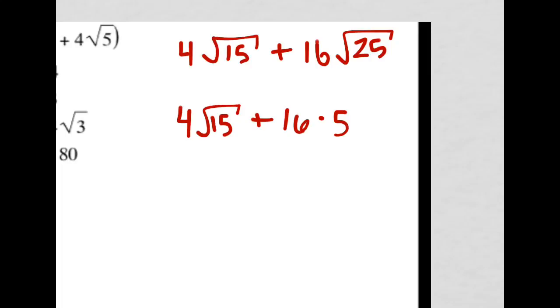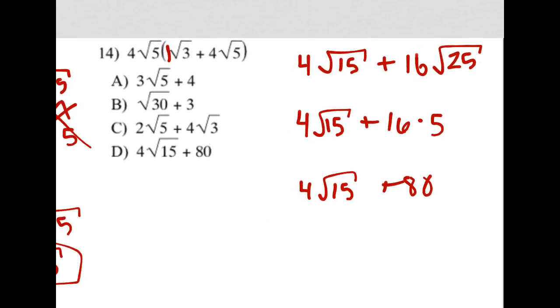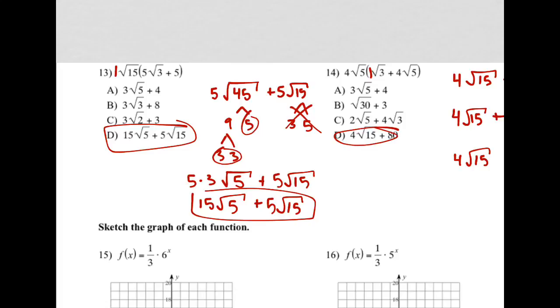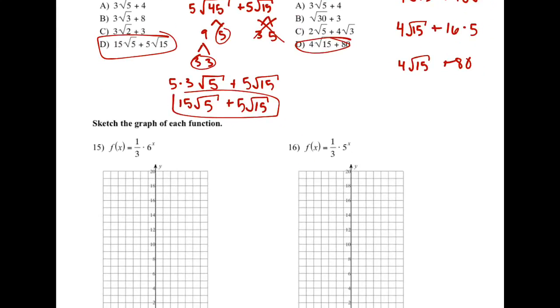So we have 4 times 15 plus 16 times 5. Whatever that is, I'm going to do that in my calculator. That's 80. So I just have 4 root 15 plus 80. Were they both D? Yeah. Okay, there we go. Cool.